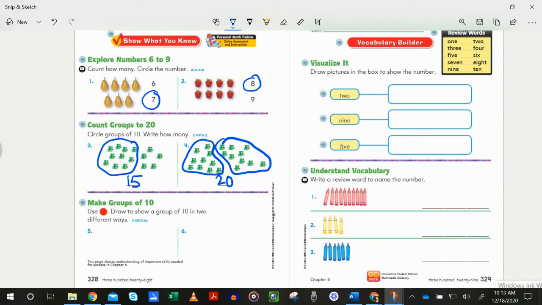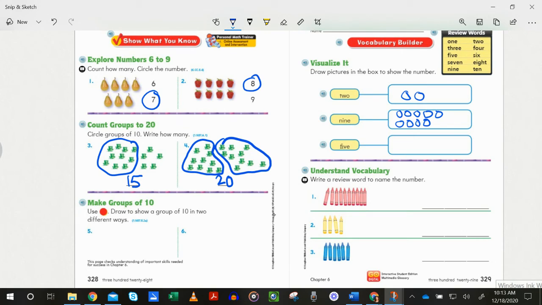I'm just going to do 2 circles. Okay, then we have 9. So let's draw a quick picture of a group of 9. I'm going to think about it like a 10 frame. So I'm going to put 5 across the top and then 4 across the bottom. So it's 1 spot away from filling a 10 frame.